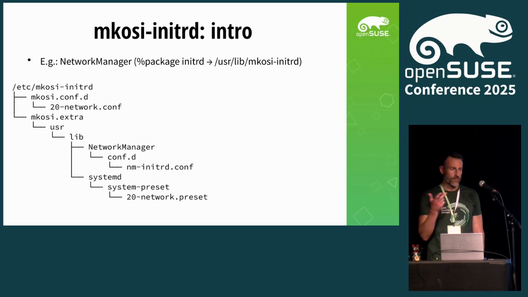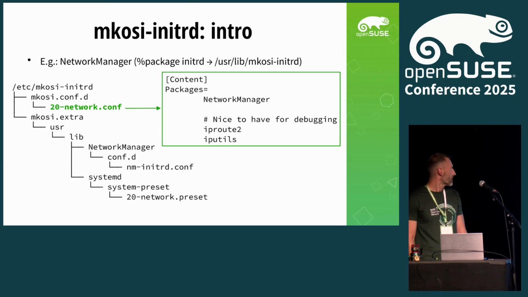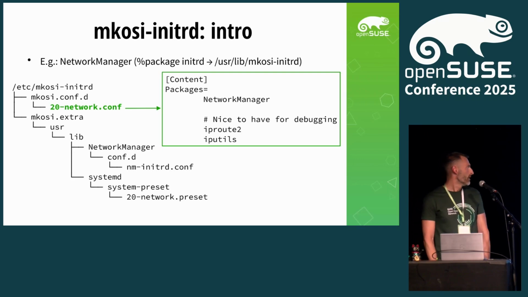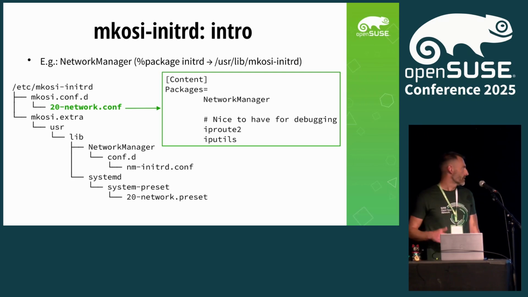The configuration consists of, under /etc, we have two directories: mkosi.conf.d, with a drop-in to configure what we want to install there, and mkosi.extra to add a custom file system tree, where we can add some custom files to the image. So the configuration drop-in contains what packages we want to install there, specifically NetworkManager. If we want more binaries, for example, ping, ip for debugging, we have to install the packages that contain them.